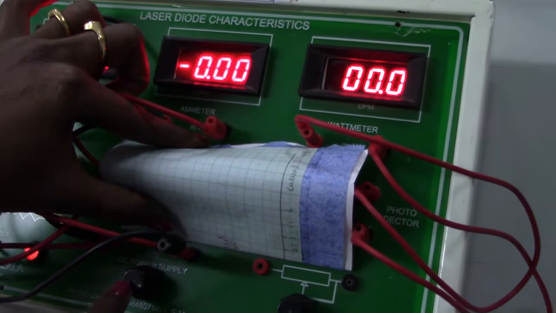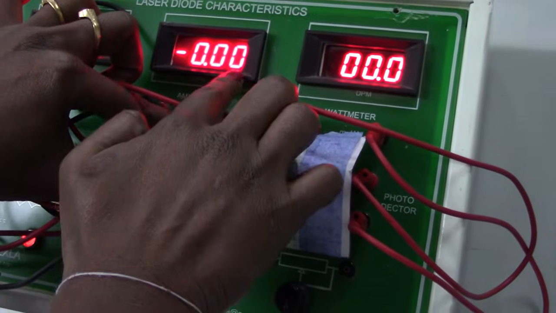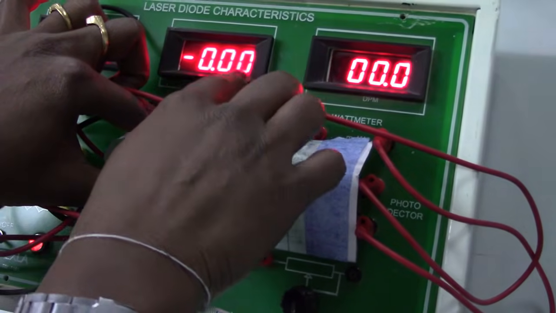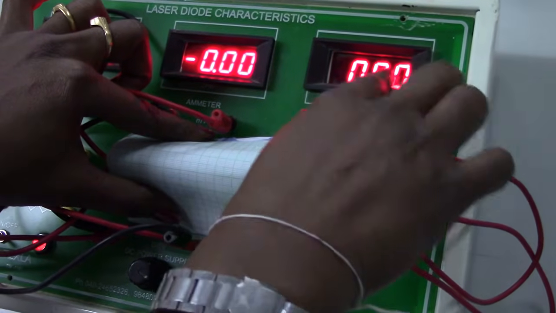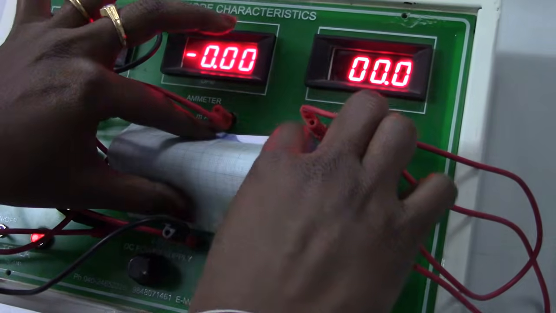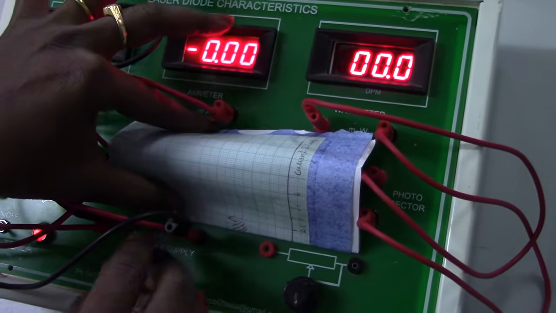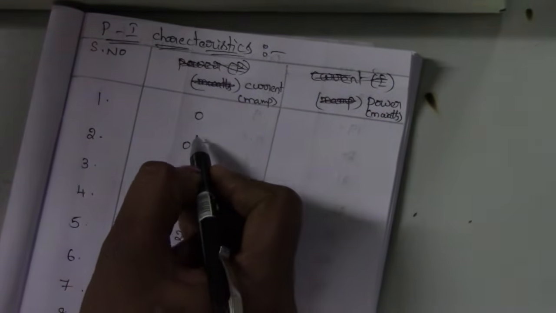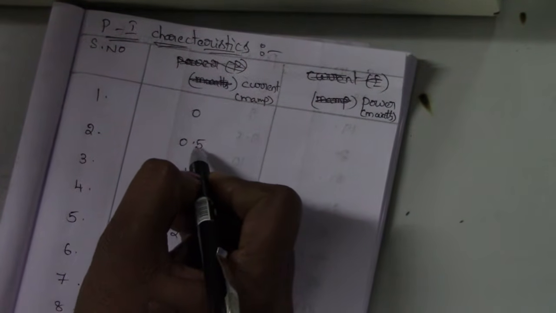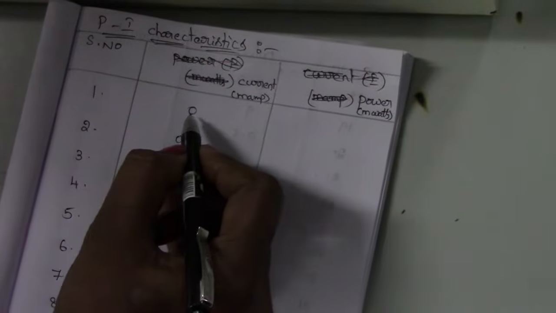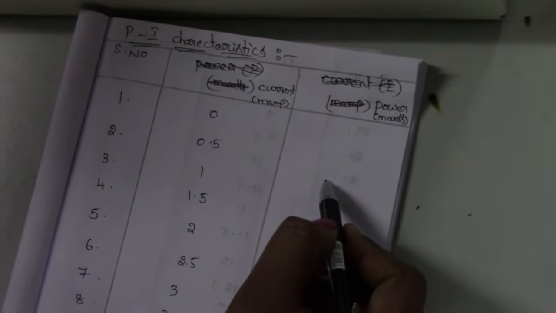Now when you operate your DC battery eliminator, the current will flow in the diode. That value you can see in the ammeter, and with respect to that, you can see the power in the wattmeter. For that purpose, I have covered my detector with the piece of paper. Now again coming to the readings part, I am going with the 0.5 milliampere scale. We are taking current versus power here. For every 0.5 milliampere of current, I am going to note down the power value in the wattmeter or optical power meter. I have taken the same 0, 0.5, 1, 1.5, like that.